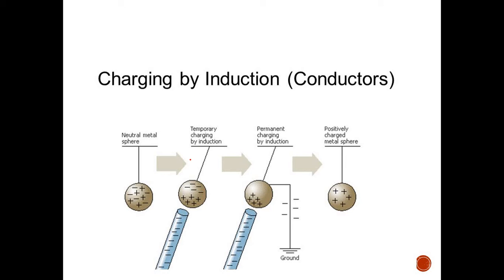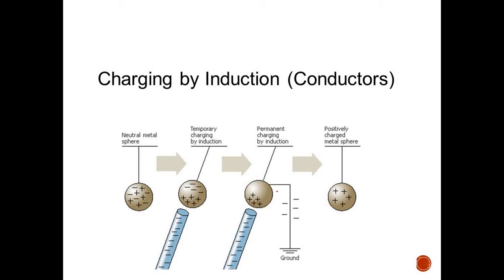What will happen is that the randomly distributed charges inside the metal sphere will align themselves according to the position of the rod. Let's say this rod is negatively charged. It means that this part of the metal sphere will be lined by positive charges, while the negative charges will, of course, go far away from the rod.